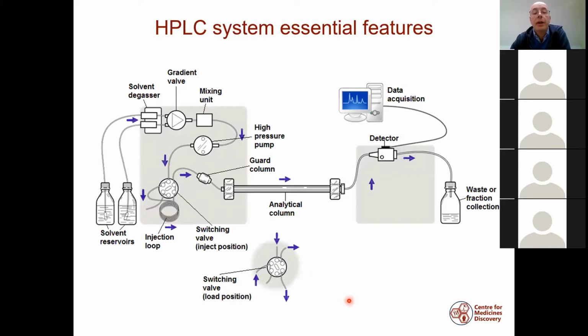So this is what an HPLC system looks like in its essential features. We have our solvent reservoirs here. They need to be degassed. There's a mixing unit. We have a high pressure pump. There's a switching valve and an injection loop. This is to enable you to inject your sample into the flow. Very often you have a guard column. This is the separating column. And then of course we need to have a detector. And you can very often divert the flow either to the detector or to waste.